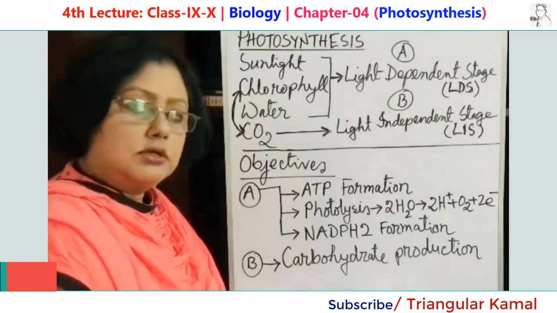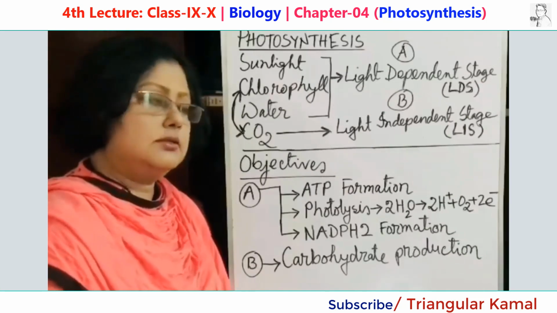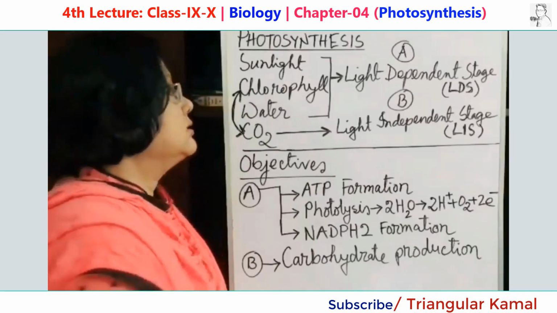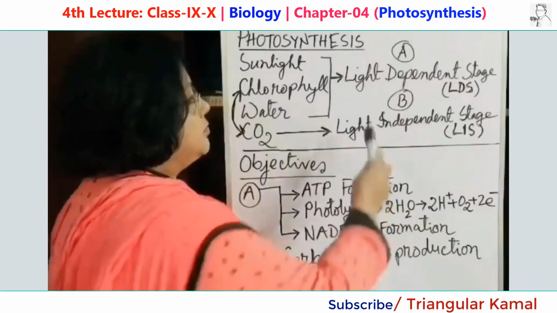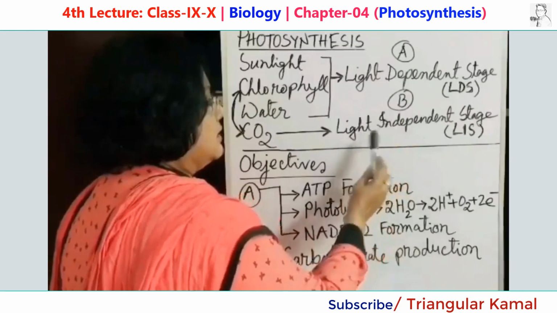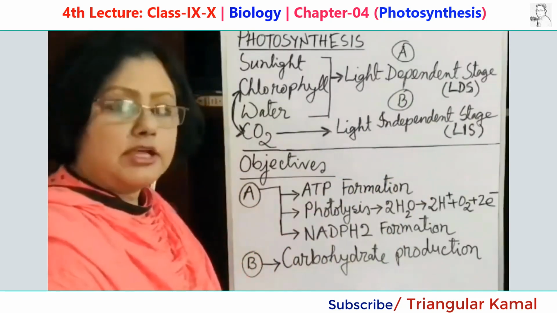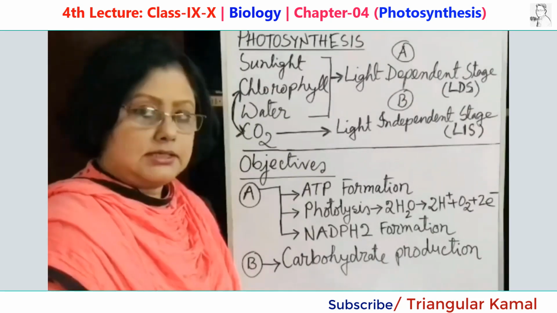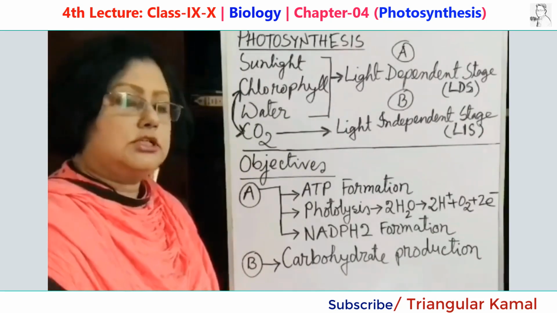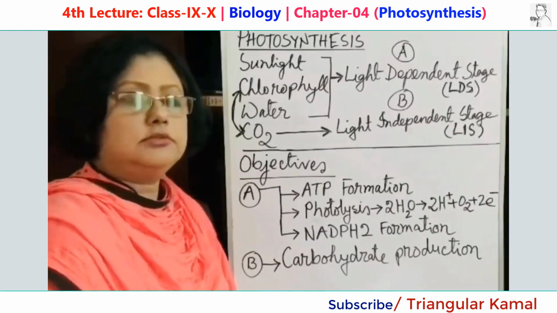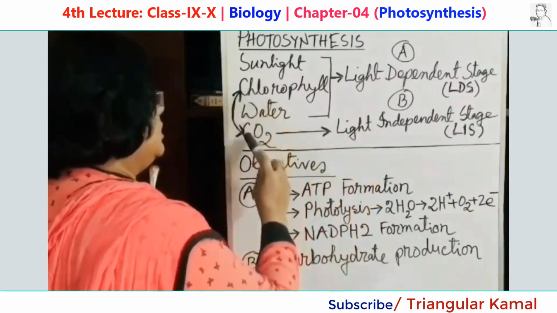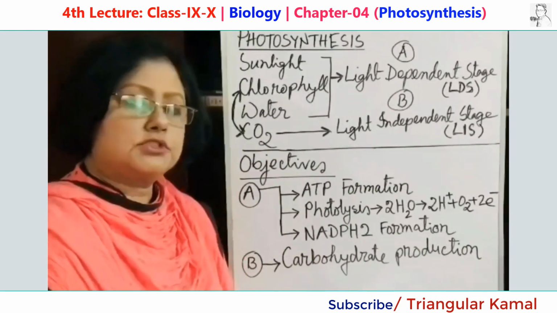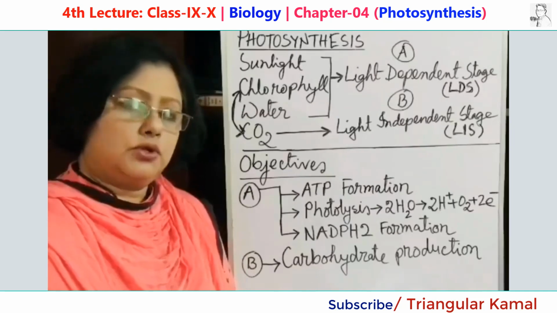And do you think all these factors take part together? No. That's why photosynthesis is divided into 2 stages: stage A, the light dependent stage, and stage B, the light independent stage. The factors involved in the light dependent stage are sunlight, chlorophyll and water. The factors involved in the light independent stage are chlorophyll and carbon dioxide. The whole photosynthesis process takes place in the chloroplast.